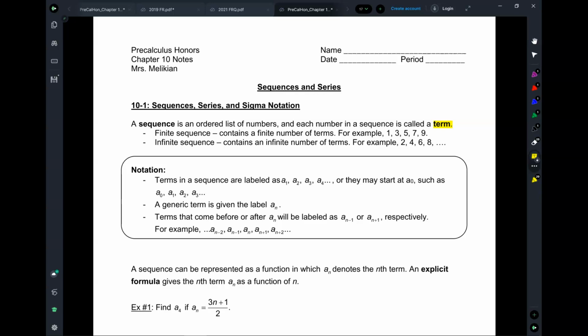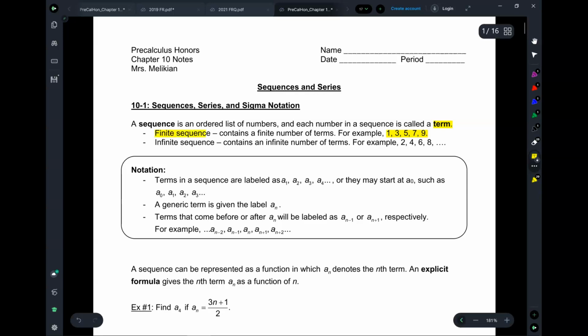So, for example, this here, right? 1, 3, 5, 7, 9. Do you see how it's just a few numbers separated by commas? It's just a list of numbers. Now, in this list, there are 5 terms.